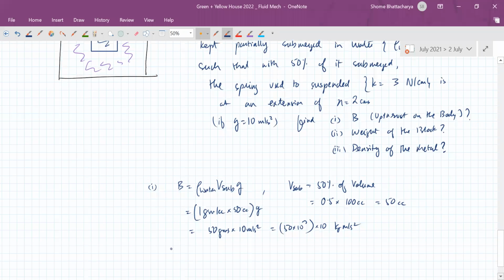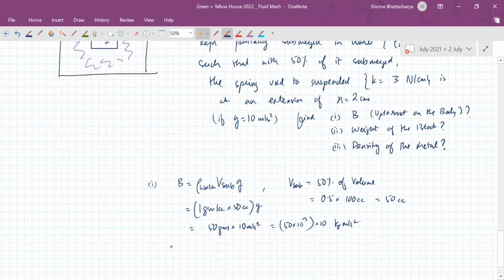So the buoyant force in newtons is becoming how much now? Buoyant force is becoming 0.5. 0.5 is correct, right? Yes, sir. 0.5. Okay.